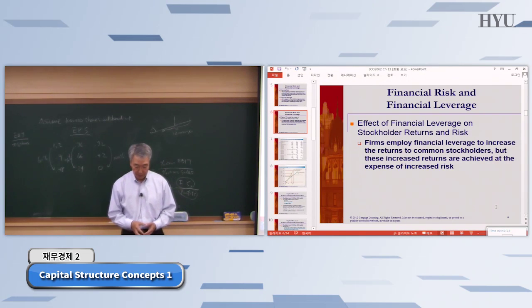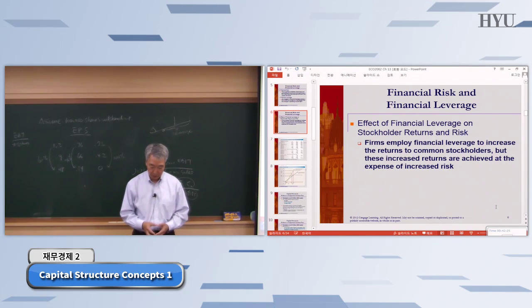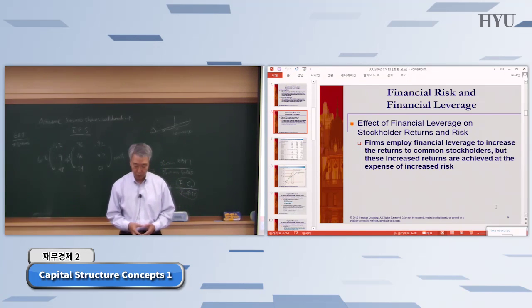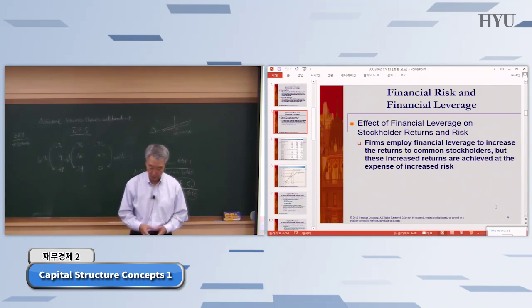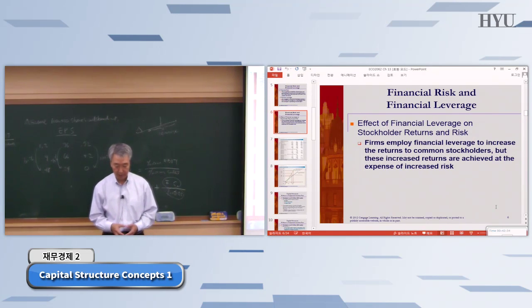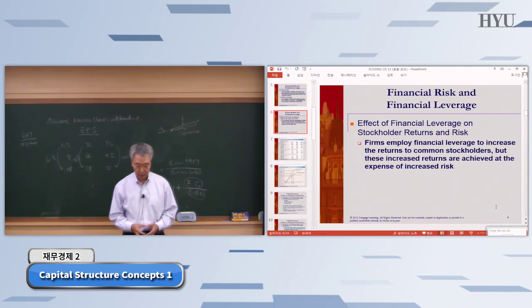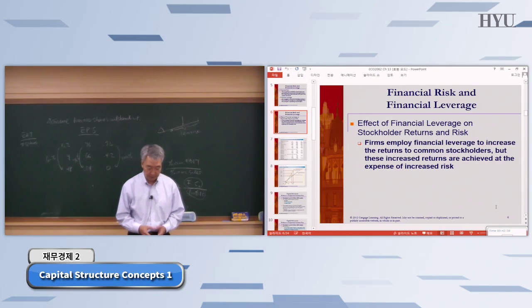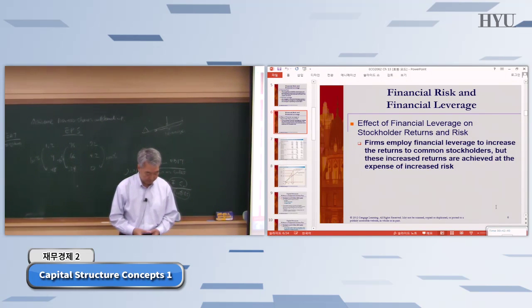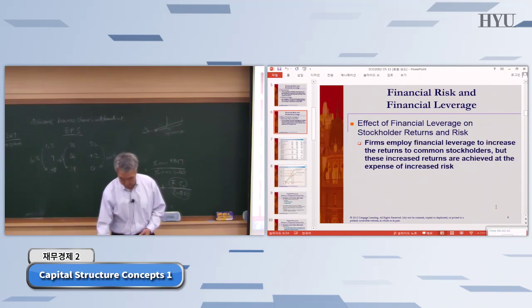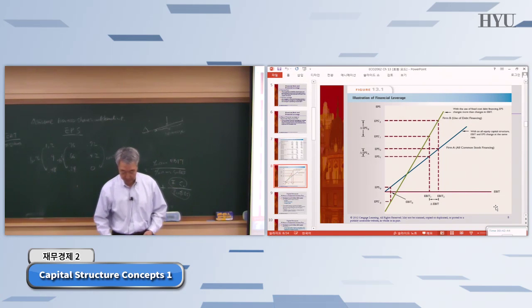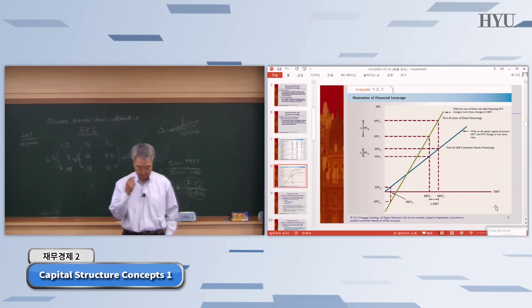All right, so here's another statement about financial leverage. Firms employ financial leverage to increase returns to common stockholders, in other words, ROE, return on equity. But these increased returns are achieved at the expense of increased risk. All right, so here's another way of looking at it.